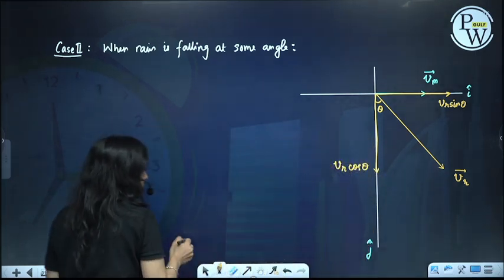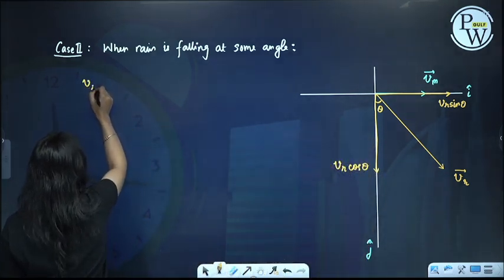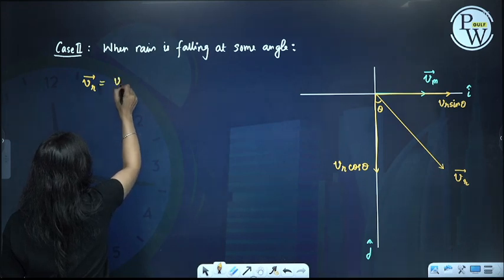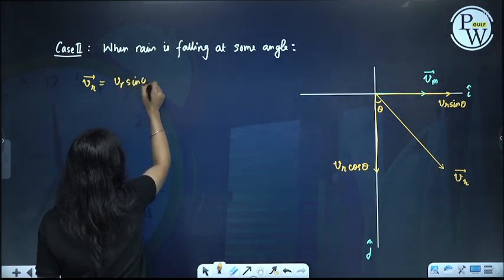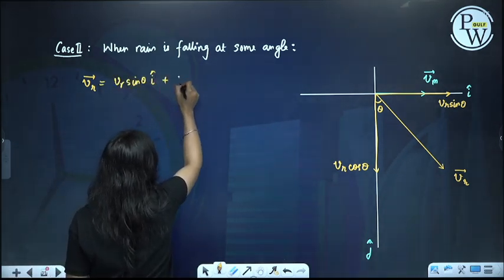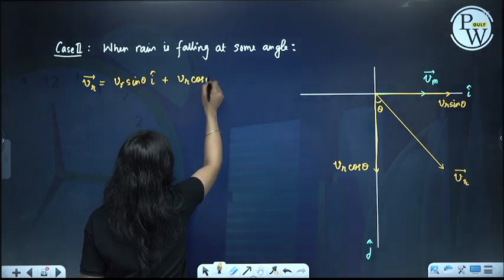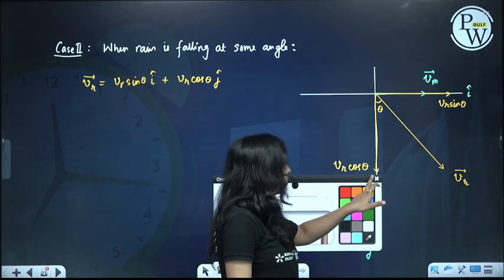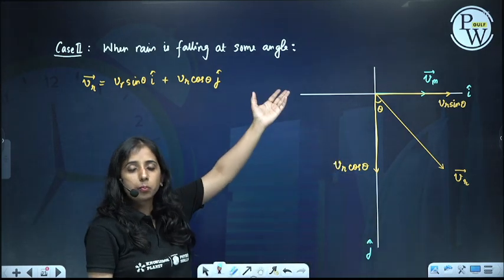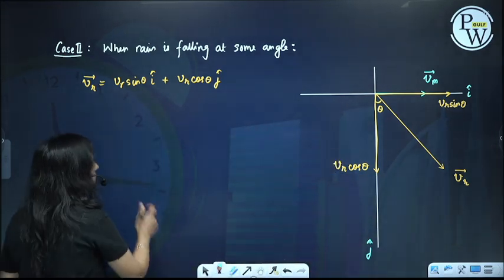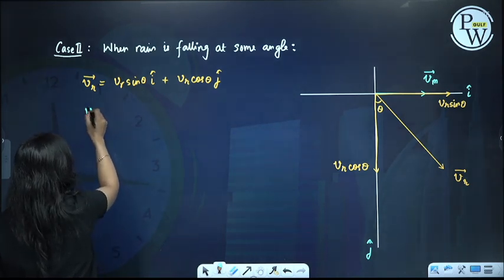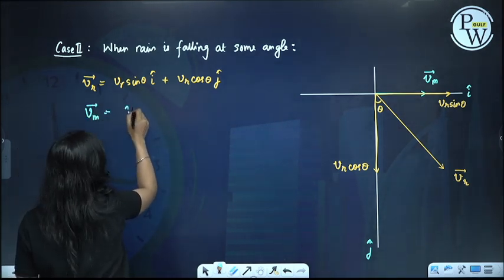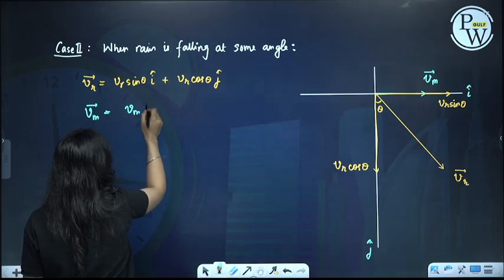Now write the Vr vector. It will be Vr sin theta i cap plus Vr cos theta j cap. It is our wish, we can also take this as minus j. Now write the Vm vector. What will be my Vm vector? It will be equal to Vm i cap.